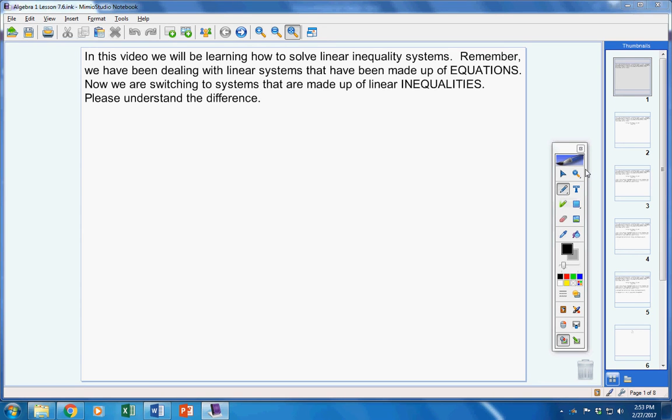Okay, Algebra 1 students, in this video today we are going to be learning how to solve linear inequality systems. Now listen carefully. Remember, we've been dealing with linear systems that have been made up of equations. Do you see the difference? Today we're studying systems that are made up of inequalities, linear inequalities.